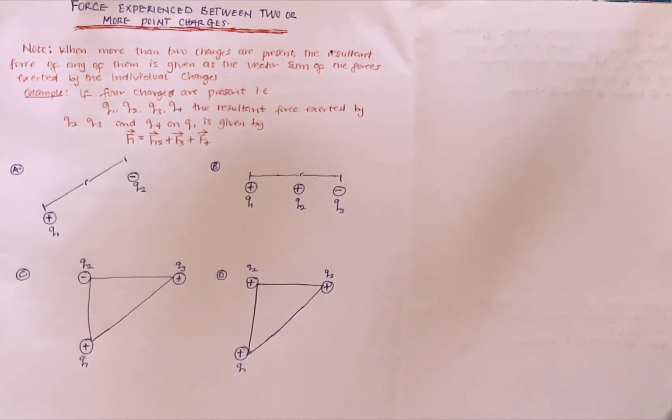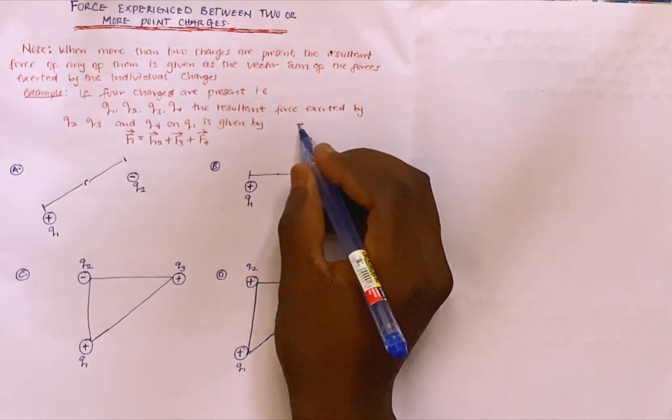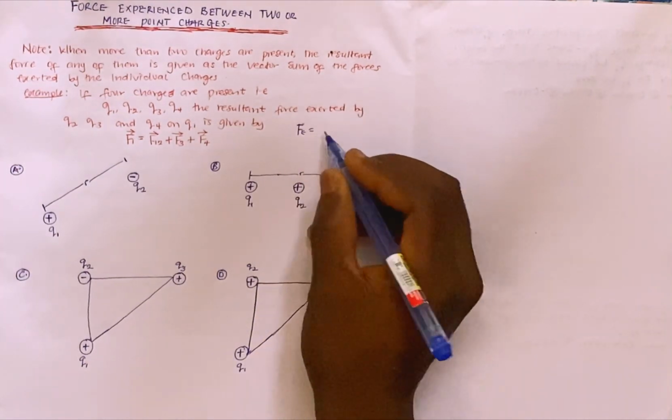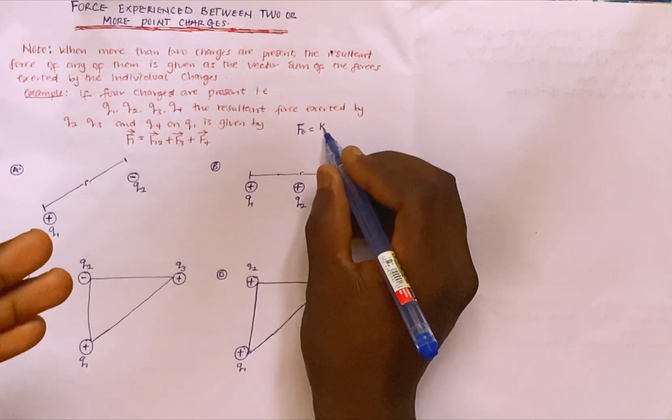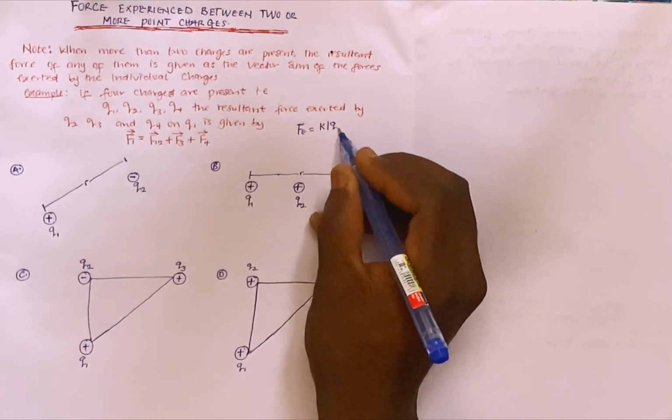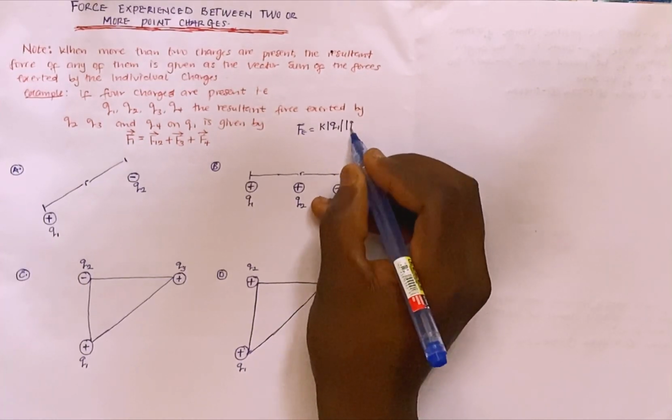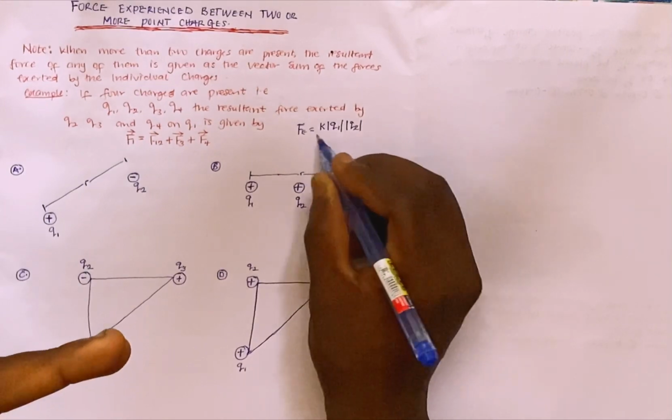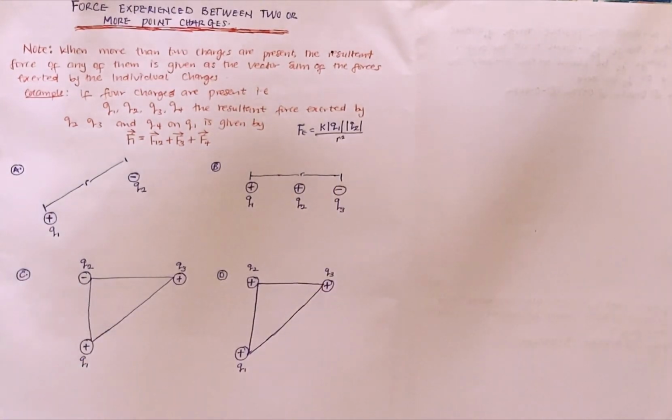And mathematically, Coulomb's law is given as F, electric force, equals K, which is our constant, multiplied by the magnitude of Q1 multiplied by the magnitude of Q2, all divided by R squared. That's just as far as Coulomb's law is concerned, and I've explained everything in our last video.